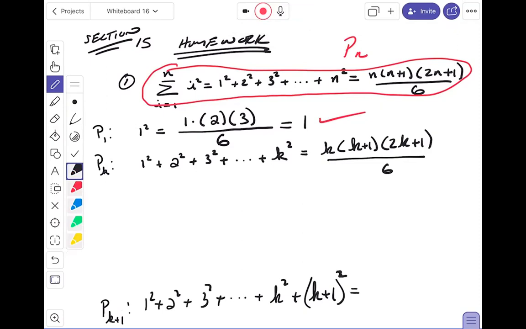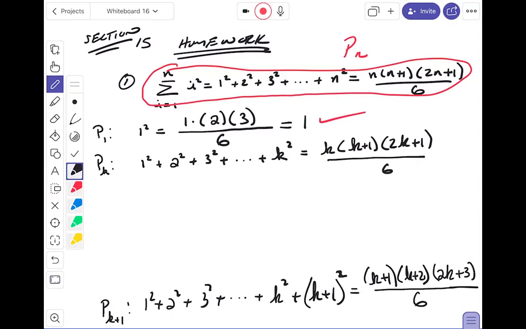Oops. I'm going to go to the other side. Well, it's going to be k plus 1. Wherever I see n, I'm putting k plus 1, by the way. This would be k plus 2. All right, and then what do you get? Well, 2 times k plus 1 is 2k plus 2. So it's going to be 2k plus 2 plus 1, which is 2k plus 3, all over 6.